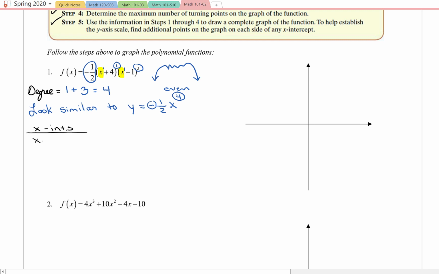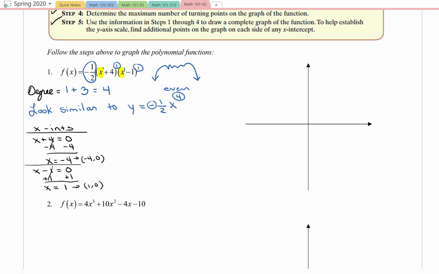Okay, x-intercepts. To find x-intercepts, I would basically set my y equal to 0 and solve for x. So I'm just going to take the factors in here and set them equal to 0 and solve for x. One of these is going to be x equal to negative 4. That's one of my zeros. Because this is a 0, it means it's an x-intercept of negative 4, 0. And then my other 0 is x equal to 1. So that's my other x-intercept, which is 1, 0.